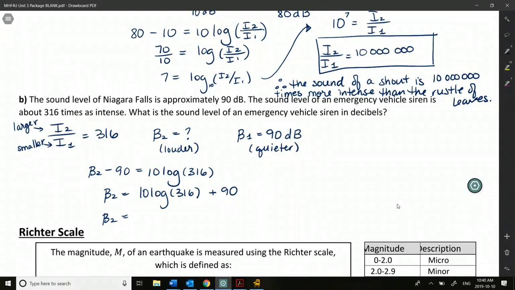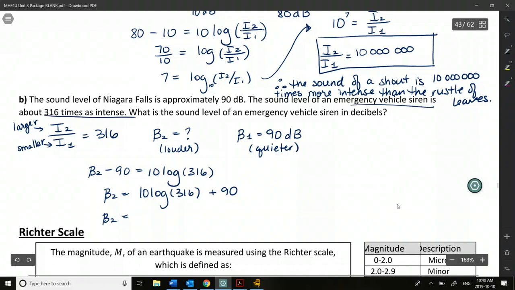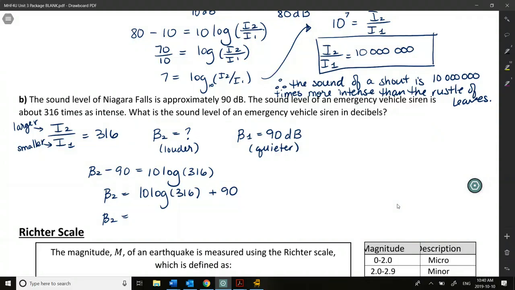Wait, why does 316 equal I2 over I1? Because it says that the siren is 316 times as intense. So it's telling us the ratio of how intense one thing is compared to the other thing. I got 115.0. I got 114. You got 114? Yeah, 114.99. Okay, so approximately 115 decibels. That's good.